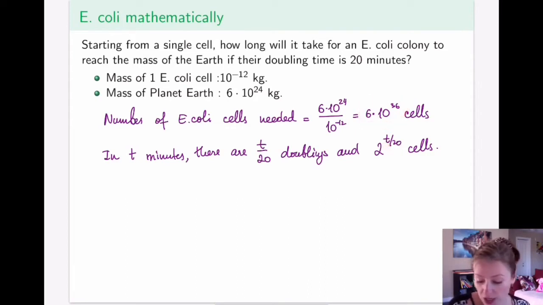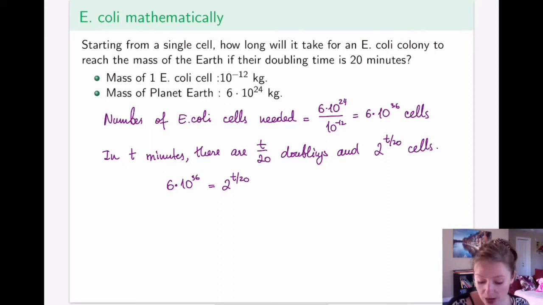So all we actually need to know is, when are these two numbers equal? What value of t gives us equality between these two numbers? So I'm going to have 6 times 10 to the 36, and this should be equal to 2 to the power t over 20. This is where cancellation laws will actually come into play.